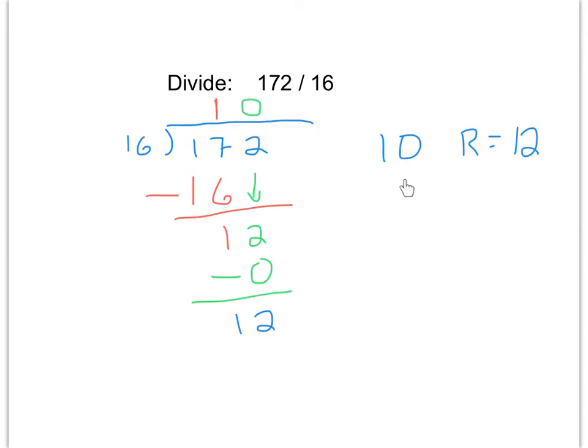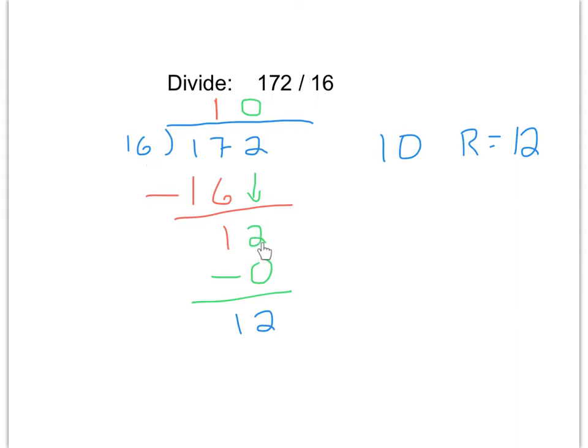You should have had an answer of 10 with a remainder of 12. What I did is I did 16 goes into 17. So I looked at the first couple of digits of my dividend, 172, inside the house. It goes in 1, so I did 1 times 16 is 16. I then subtracted, and I get 1. 17 minus 16 is 1. I brought down the 2, so now I have 12.